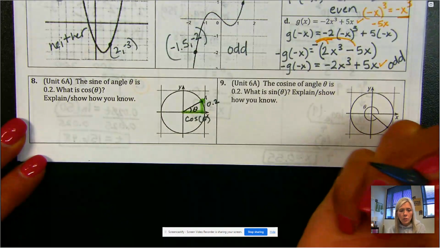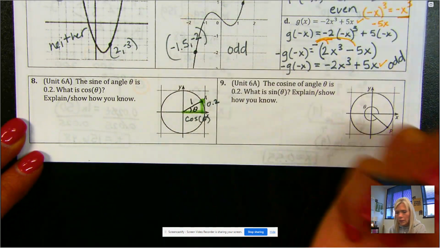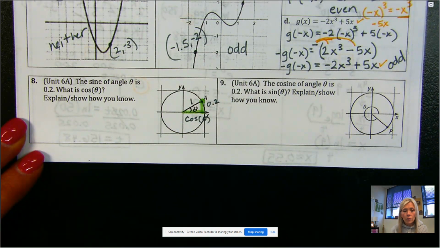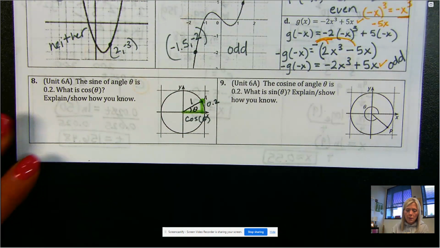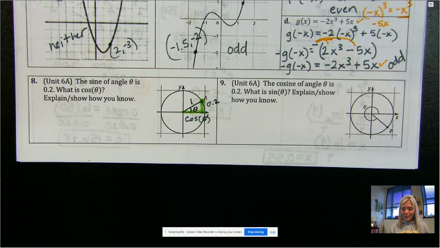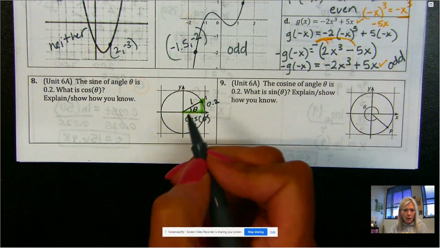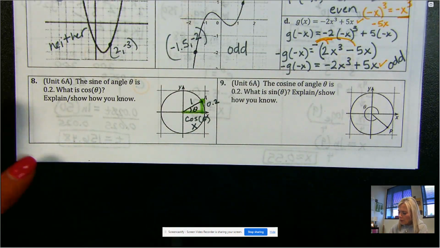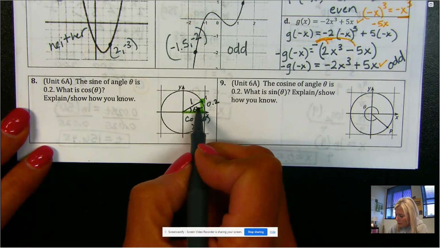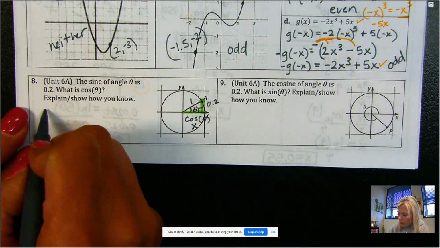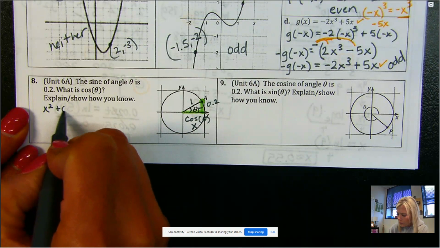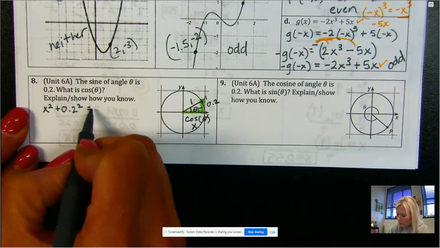So in a unit circle, knowing that the radius of the unit circle is 1, we can actually use the Pythagorean theorem. That's why this is called the Pythagorean identity, because it stems from the Pythagorean theorem, to figure out the cosine of theta. While I'm working this out, I usually replace this with an x because I know it's the x coordinate at that point. It's just easier to write. So these are the legs of a right triangle, and so I know x squared plus 0.2 squared is equal to 1.